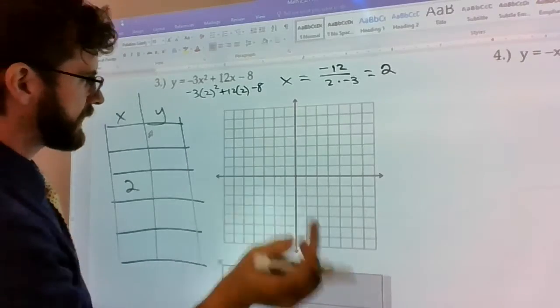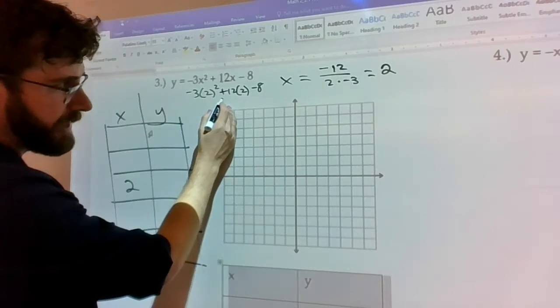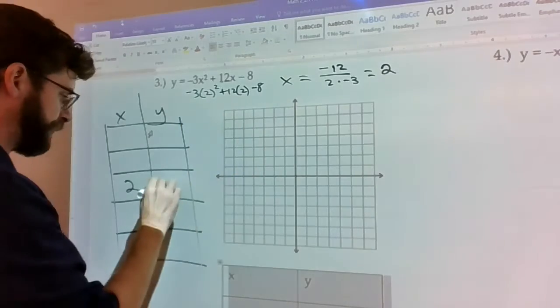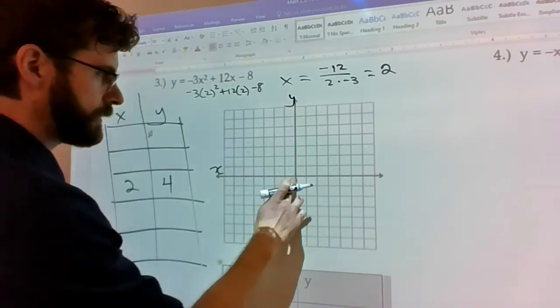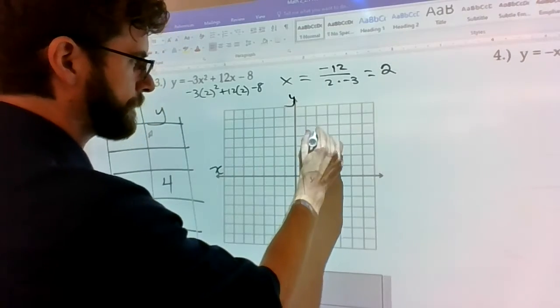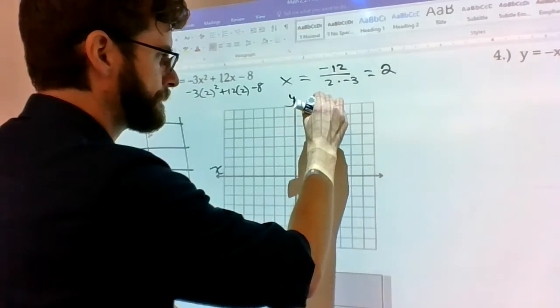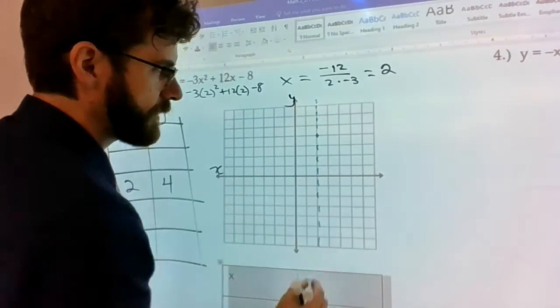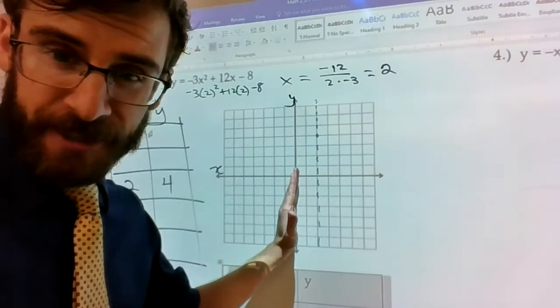All right, here we are. Negative 12 plus 24 is 12 minus 8, which is 4. So 2, 4 would be our first point. 1, 2, 1, 2, 3, 4. This represents our axis of symmetry. We're going to pick points that are to the left of it and to the right.